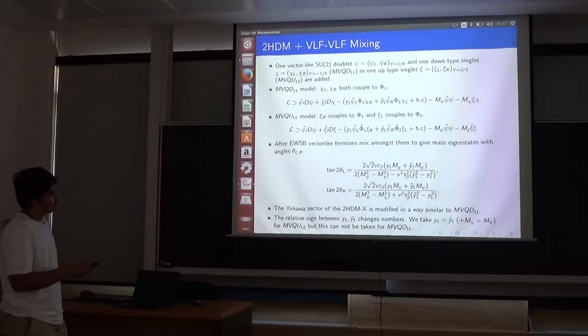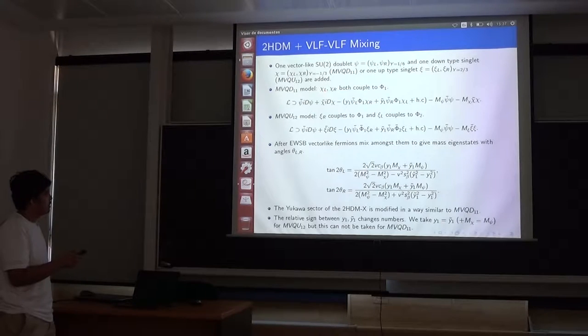Also, there are different things here. The vector-like fermion has two parts, one is L, one is R. One case is when chi L and chi R both couple to phi 1, and another case is when the R part couples to phi 1 and the L part couples to phi 2. All these different combinations are possible, but we are just looking at two possible combinations, because the other combinations have a phenomenological effect similar to these two.